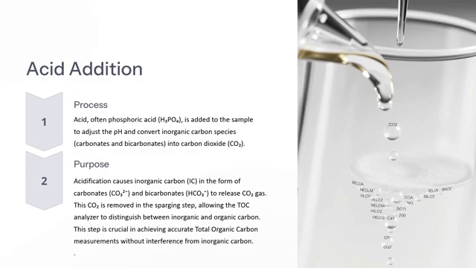In the third step, we have acid addition. So, acid is added to the sample to adjust the pH. So, this process typically involves phosphoric acid or similar acids that are used to convert inorganic carbonates and bicarbonates into CO2 gas that is added.